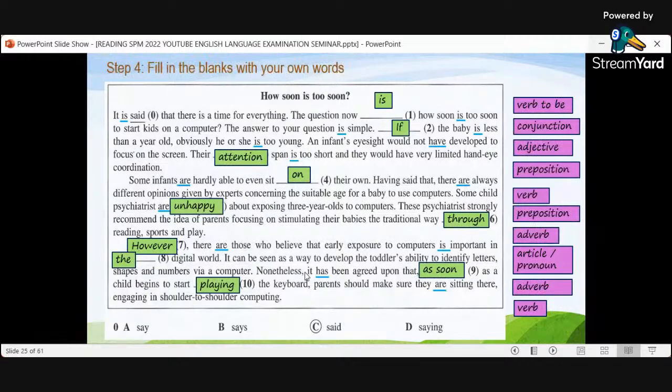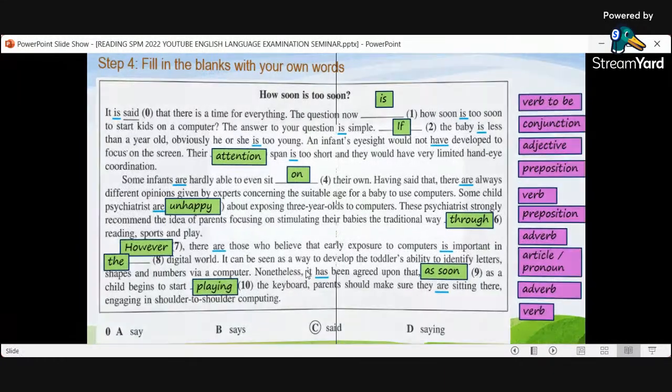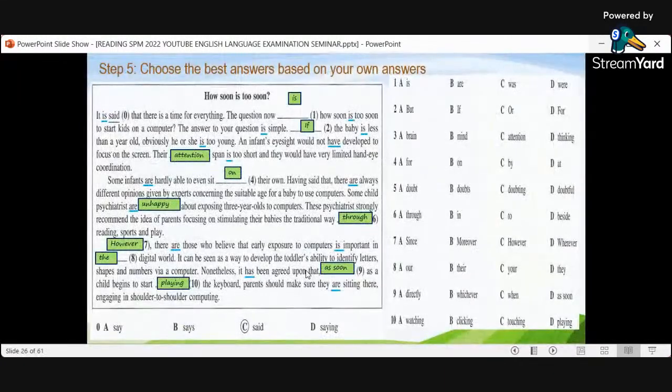All right, now these things happen very fast. It doesn't take a long time, because when you're reading you might fill in the blanks with your own words without looking at the options given. Then what you should do is choose your answer. I've put my answer. Now I'm going to look at the options given.